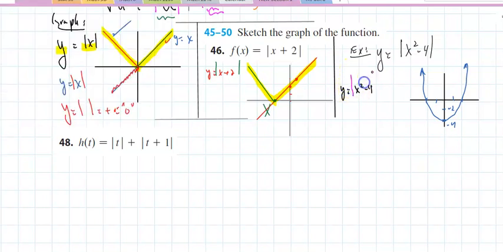What happens if I put an absolute value on it now? y equals an absolute value, that means y is positive. Where's y negative? This part is going to reflect, and the graph now looks like this.